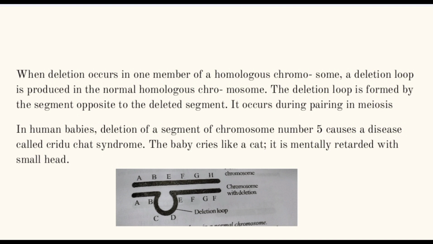In human babies, deletion of a segment of chromosome number 5 causes a disease called Cri-du-chat syndrome. The baby cries like a cat. It is mentally retarded with a small head.